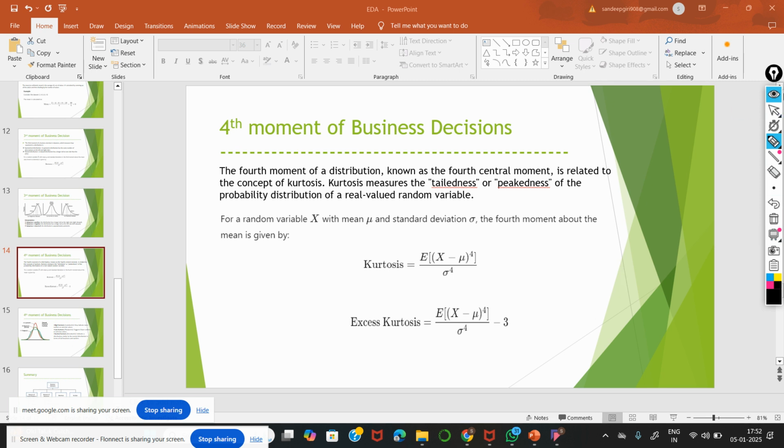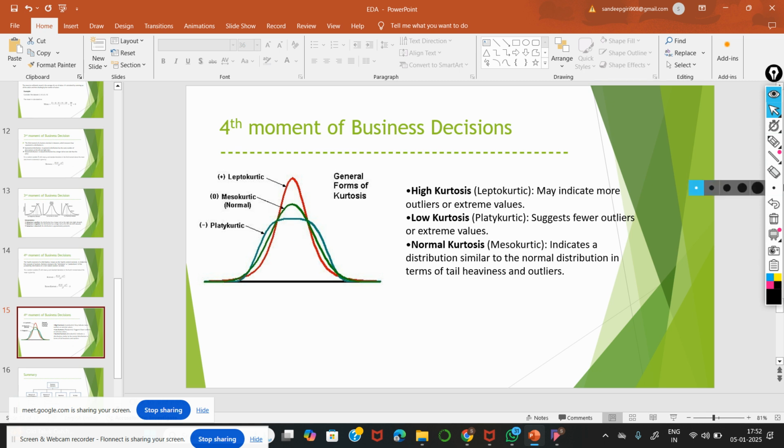A data scientist uses machine learning to do prediction. Okay, now see here, this is the graph given, and you can have a look. This one is thick, leptokurtic; this one is normal distribution, mesokurtic; and platykurtic is flat. High kurtosis may indicate more outliers or extreme values. Low kurtosis, platykurtic, suggests fewer outliers, as I told you, outliers are nothing but extreme values, but very less outliers should be there. Okay. Normal kurtosis indicates a distribution similar to normal distribution. So this is what kurtosis is all about, guys.